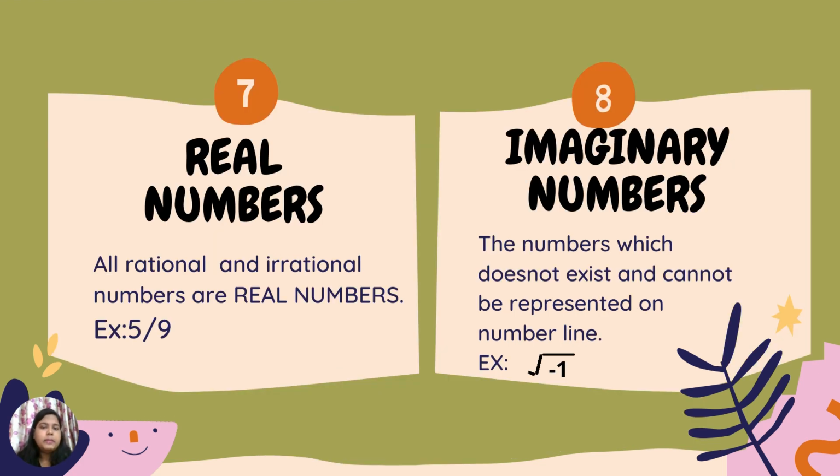Next come real number and imaginary number. Real number: all rational and irrational numbers are real numbers. Whether it is rational or irrational, it will come under the category of real number. Example 5 by 9. Right? Then imaginary number: the number which doesn't exist and cannot be represented on the number line is an imaginary number. For example, root of minus 1 is an imaginary number which cannot be represented on the number line. Okay.